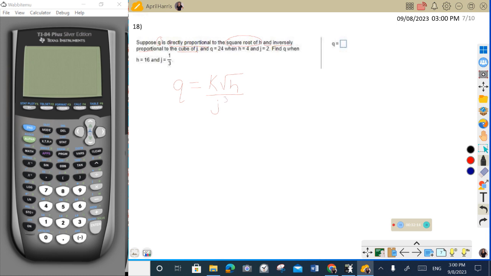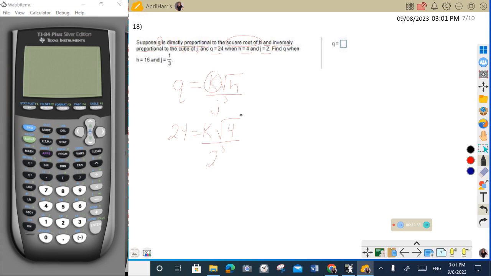That's the formula you have to work with. Now, there are other ways that teachers explain this. I'm just going to go with one way and stick with it. So I'm going to plug in my Q, my H, and my J, and I'm going to solve for the constant of variation, because sometimes they ask you to solve for the constant of variation. So Q's 24. K I want to solve for. H is 4. J is 2, so we're going to cube that.